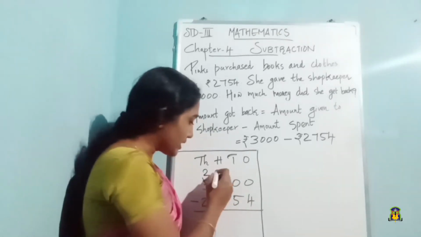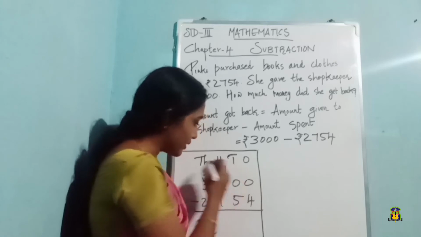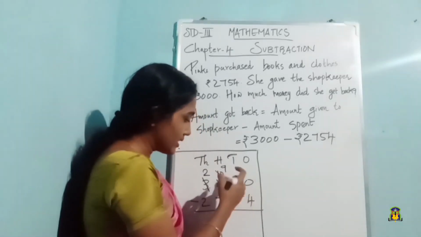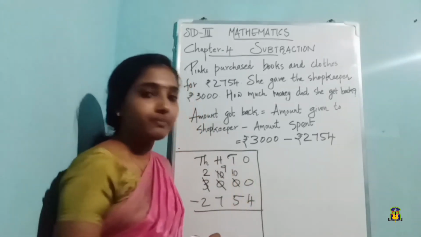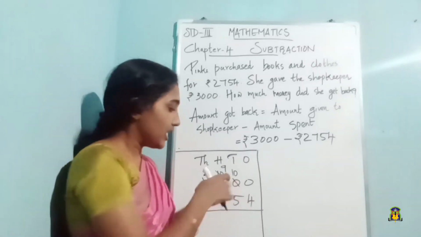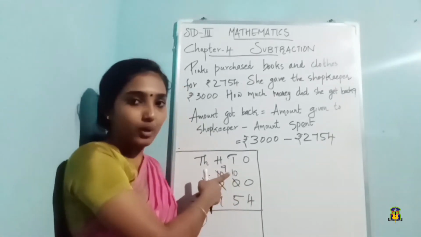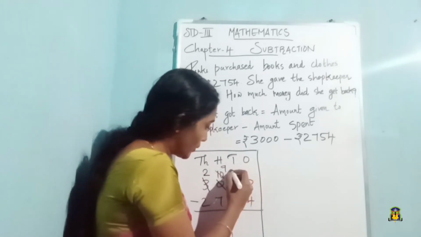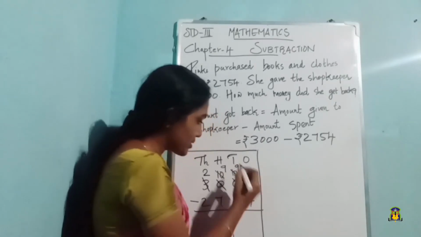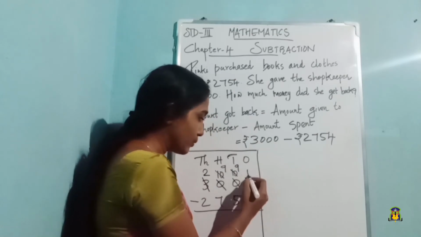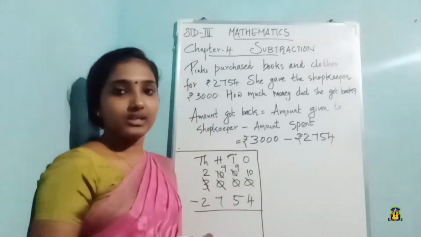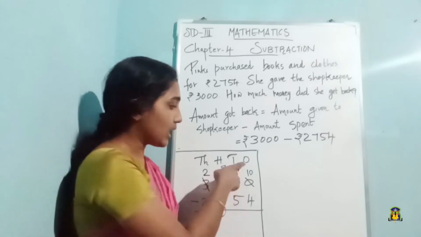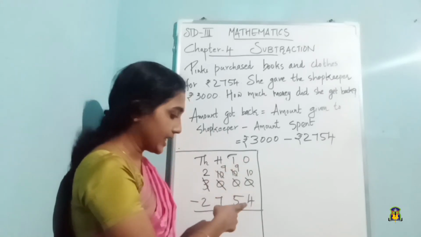Now borrowing 1 from this 10, 10 will be reduced to 9 and 0 in tens place will be changed to 10. Okay, and now we can borrow 1 from this 10 in tens place, and on borrowing this 10 will be reduced to 9 and the 0 in ones place will become 10.